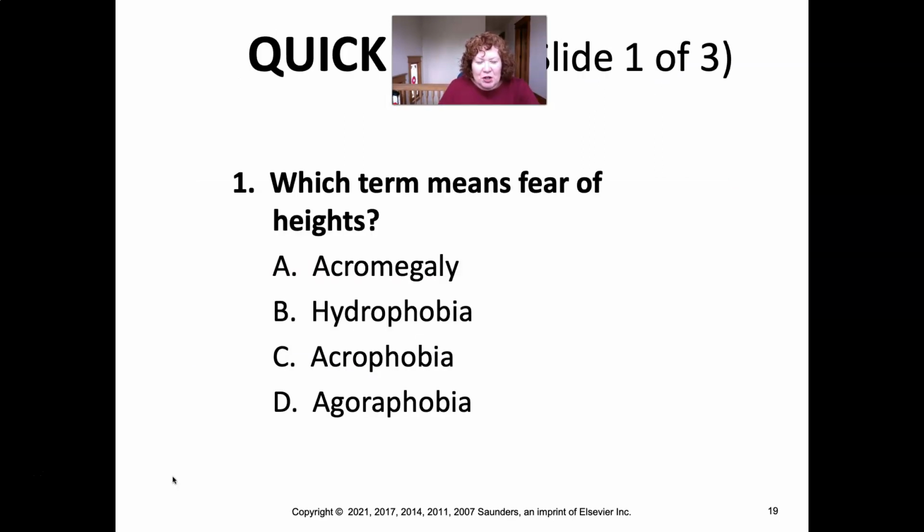So, quick quiz. Which term means fear of heights? Well, let's talk through this. Which suffix means fear of? It is not megaly. Okay, so you can cross out A. It's definitely not A. Now you've got phobia, phobia, phobia for B, C, and D. So which is it? Heights. Hydro means water. So B is fear of water. All right. And I'm going to leave the other two up to you to study up on and figure out.